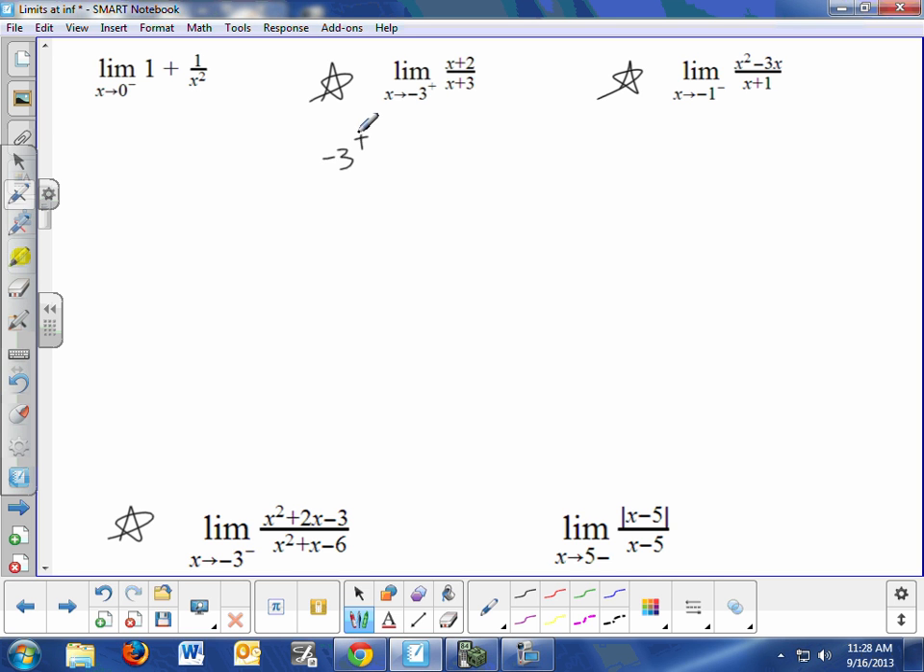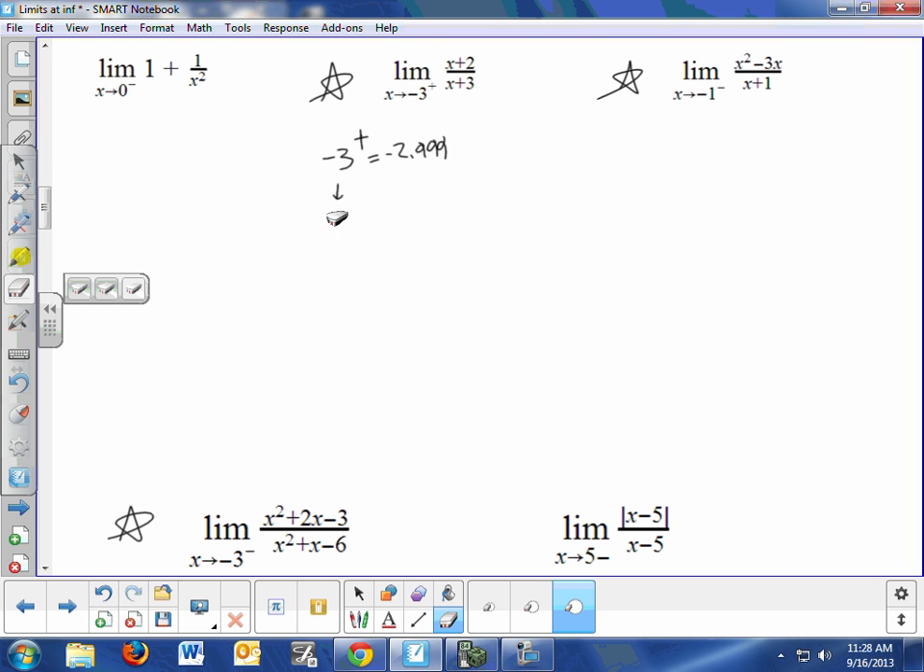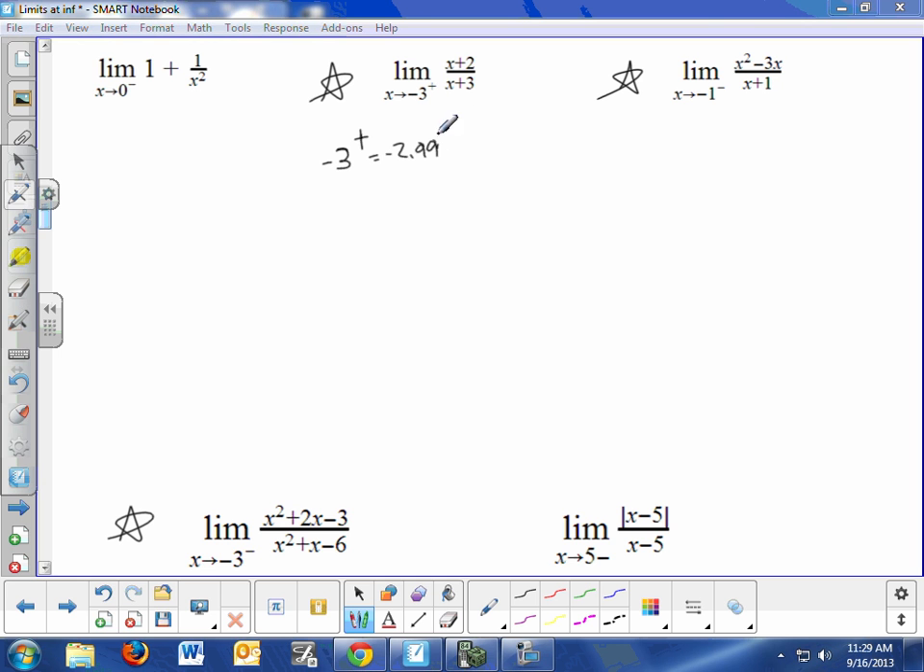First thing I would do to help me out is write a number that's approaching -3 from the right. A lot of people like to think that it's a number like -3.001 because you think like numerically 3.001 is bigger than 3, but that's not the case.